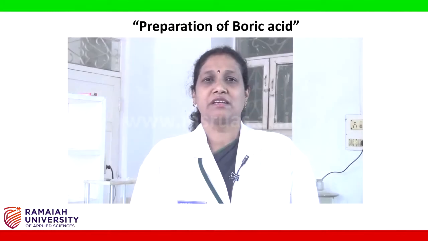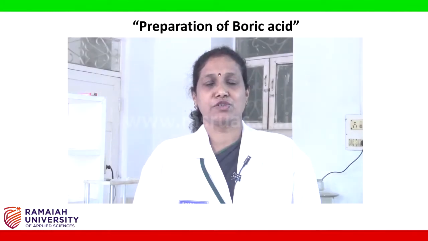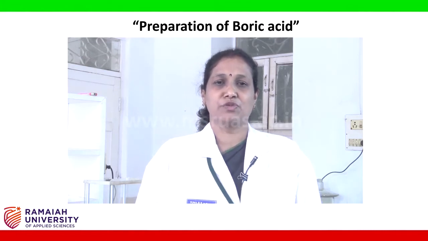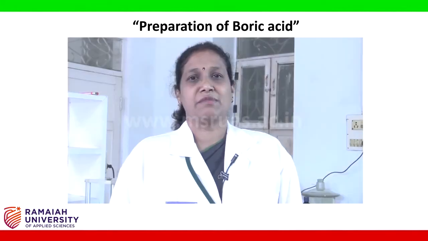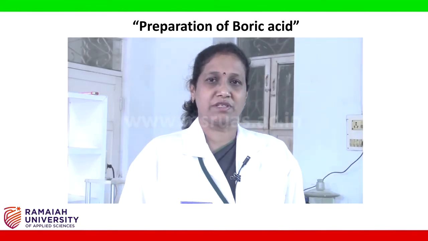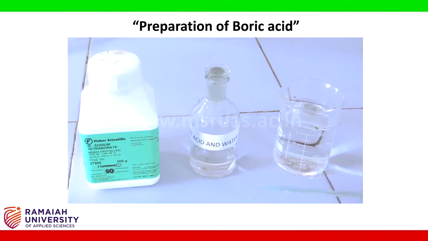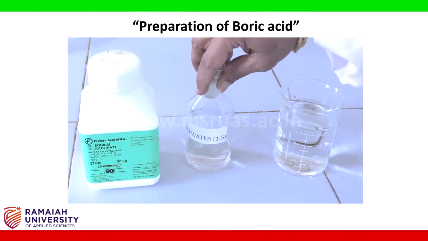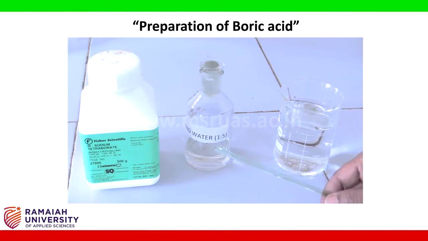Hi students, the title of the experiment is to prepare boric acid from borax. The aim is to prepare and submit boric acid from borax. The chemicals required for this experiment are borax as a raw material, sulfuric acid and water in the ratio of 1:5 for decomposing borax to boric acid, and distilled water for preparing the solution.